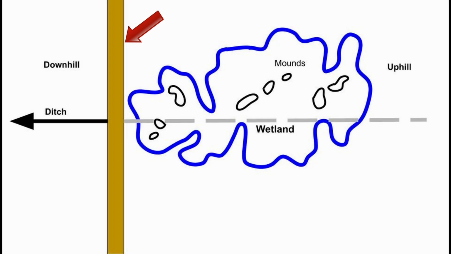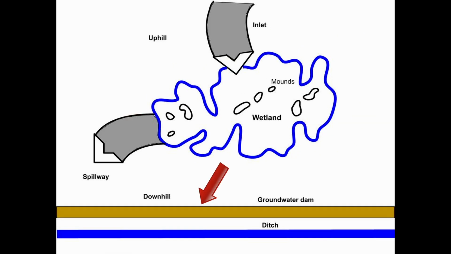Here's where a groundwater dam should be built when blocking a ditch to build a wetland. The groundwater dam will block the water you see flowing in the ditch and also the water you can't see that's flowing underground in the ditch. Here's where a groundwater dam should be built when you're building a wetland adjacent to a ditch and you're not able to block the ditch. The groundwater dam will prevent the adjacent ditch from stealing water from the wetland that you're building.